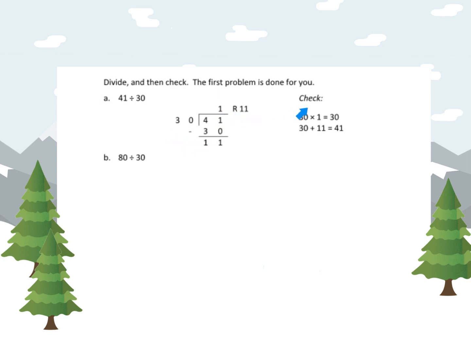And we check our work by multiplying 30 times this number here equals 30. We took this 30 and we added what that remainder was and got 41, which checks.